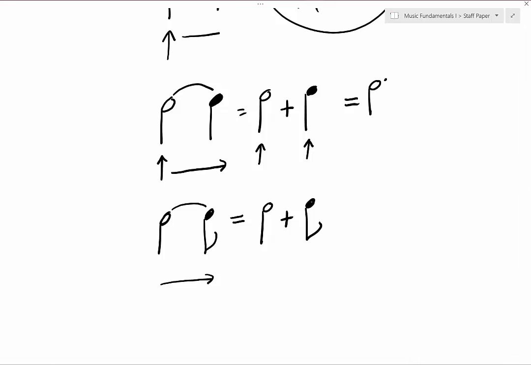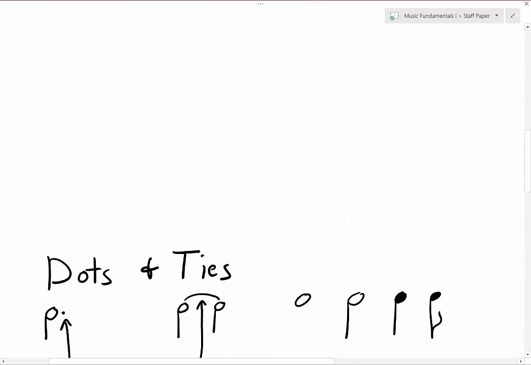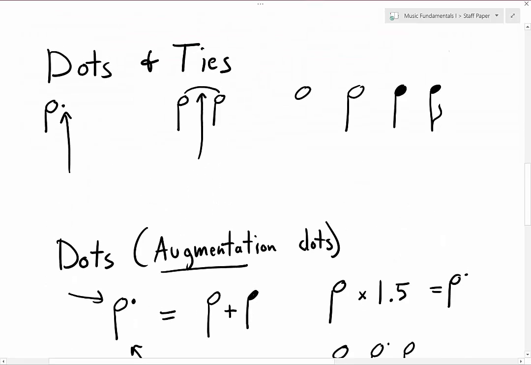Now, again, it's difficult to know which one one uses, a dotted quarter or a quarter tied to an eighth. Which one? But don't worry, it is subtle, but you'll have to understand meter and beats in order to put those into context. All right, that's it. That is dots and ties, and remember, dots are also called augmentation dots.